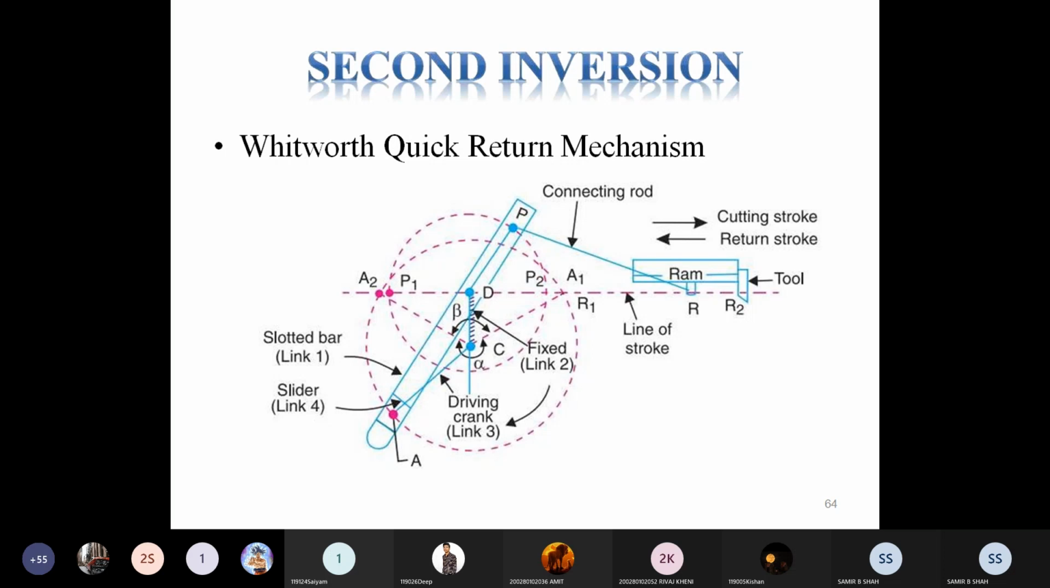The second inversion is the Whitworth quick return mechanism, which we also discussed in the second practical. This mechanism is mostly used in the shaper machine. You just see here from the diagram, we consider that this link is fixed, which means link 2 is fixed.